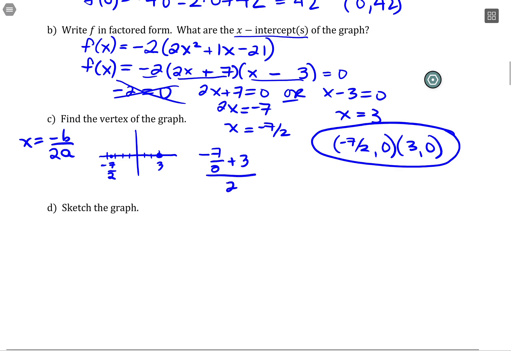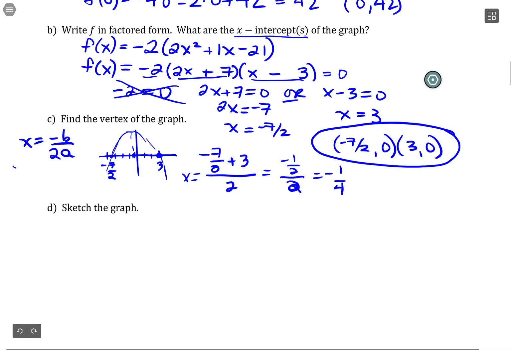Which 3 minus 3.5 is -1/2, over 2, which is -1/4. So we would have to have a vertex at -1/4. It's really close in there. So again, this is still pretty rough, but now we're picturing we cross the axis there and we have a vertex with an x coordinate of -1/4.